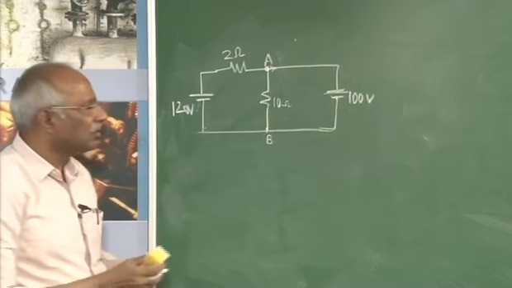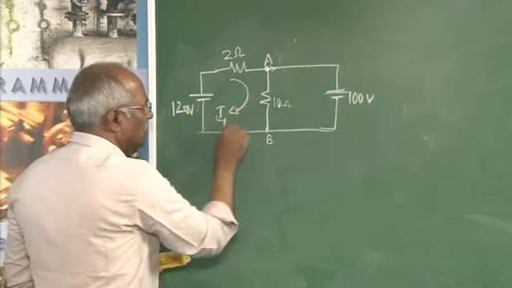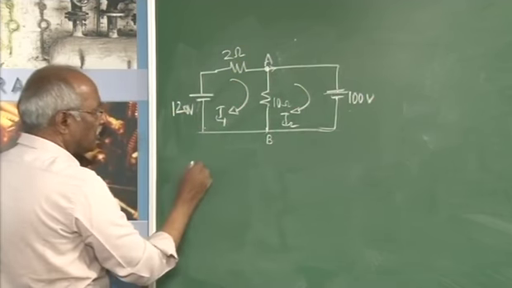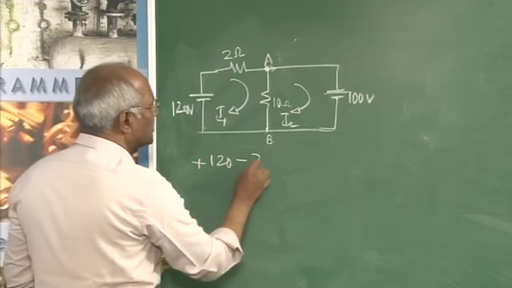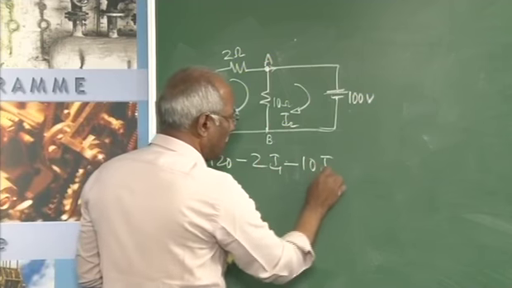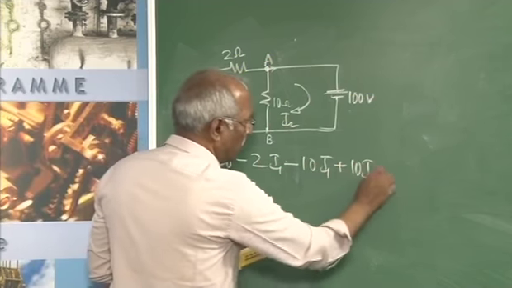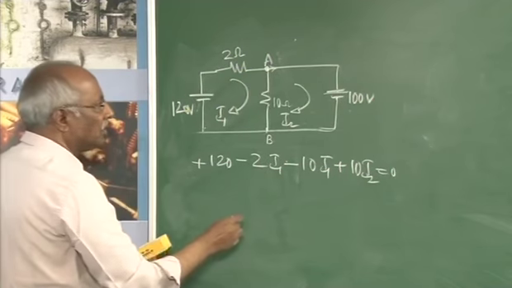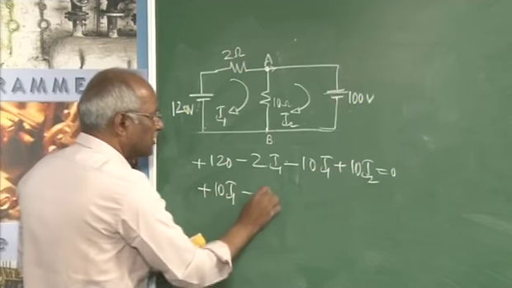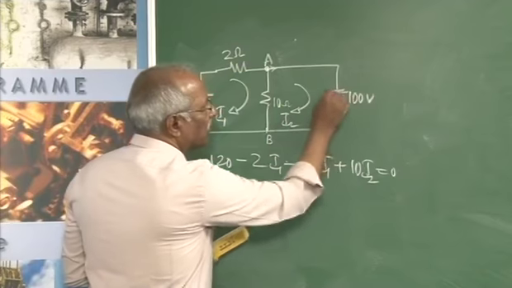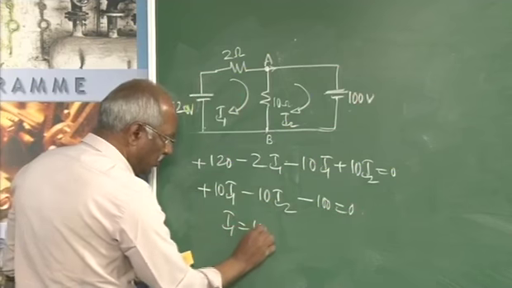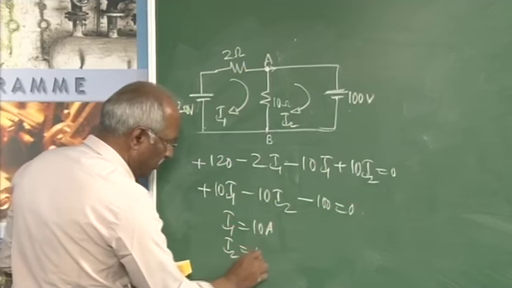However, it can be proved also by considering two loop currents I1 and I2. Here, if you go for this loop, it is plus 120 minus 2I1 minus 10I1 plus 10I2 equal to 0. For this loop, it is plus 10I1 minus 10I2 minus 100 equal to 0. If you simplify this, I1 comes to 10 amperes, I2 will be 0 ampere.